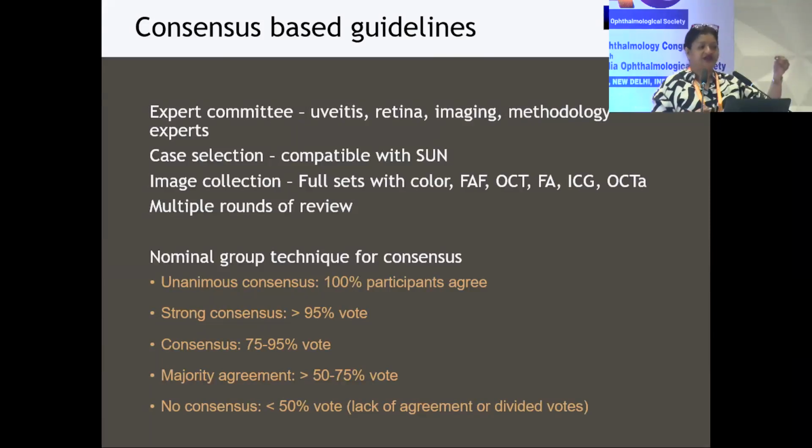Let's take uveitis because we treat these patients. Let's take imaging experts because imaging is evolving. We need to understand what's happening. They may have a better understanding of it. We took methodology experts, and then we made all these people into groups.